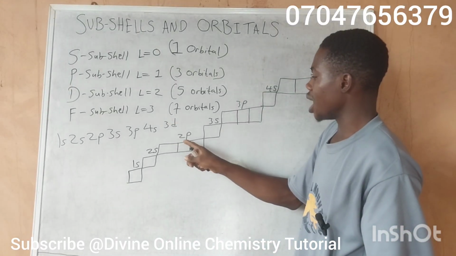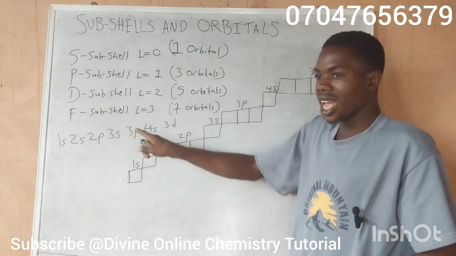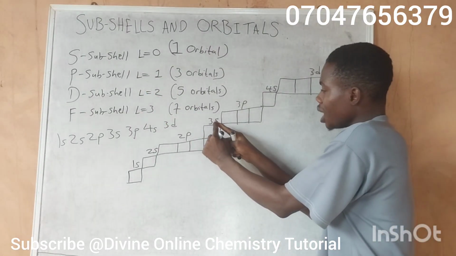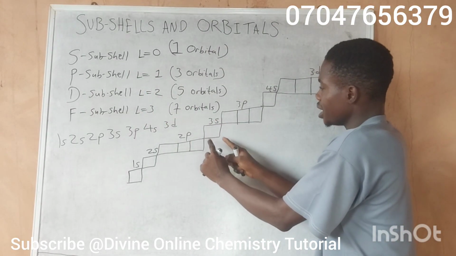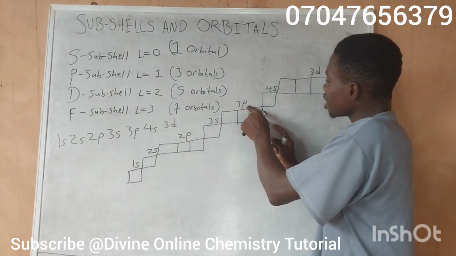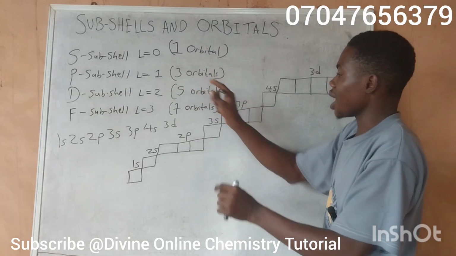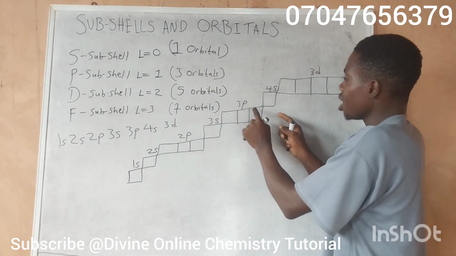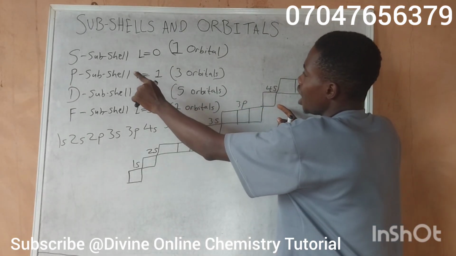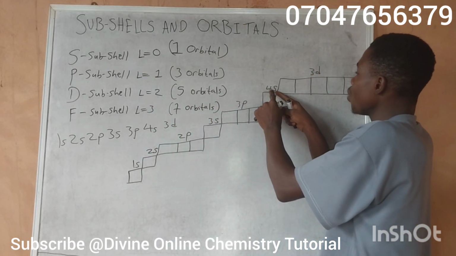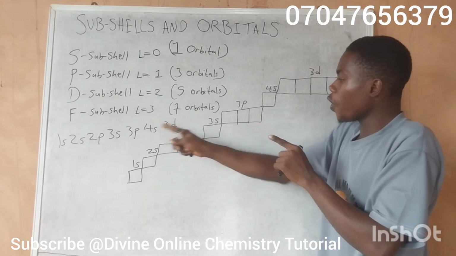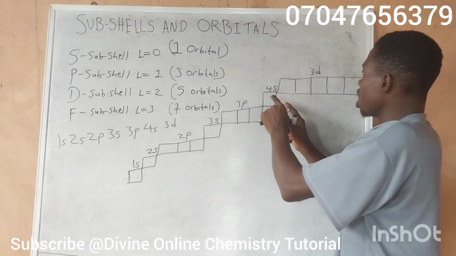After the 2p, the next one is 3s. The S subshell must have one orbital, one diagram here. After the 3s, we now have 3p. P has three orbitals, so that's why this has three balls. After 3p, we now have 4s, under the S subshell, which is why it has one ball. Then after the 4s, 3d. Please take note that 4s comes before 3d.